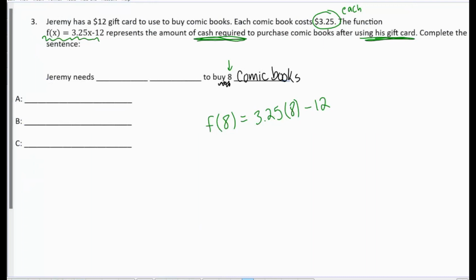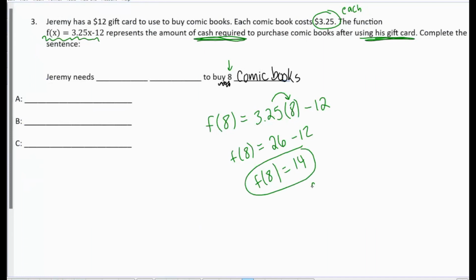All right, and from here, we're just solving. So we start by doing 3.25 times 8, which is going to give us 26 minus 12. And 26 minus 12 equals 14. So that means in order for Jeremy to buy his 8 comic books, he's going to need $14 after he uses his $12 gift card.